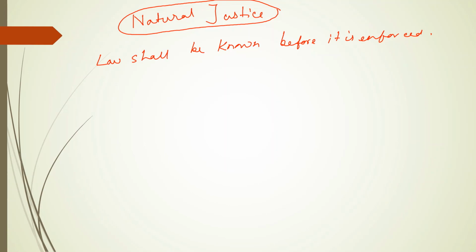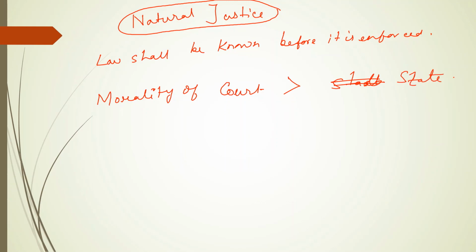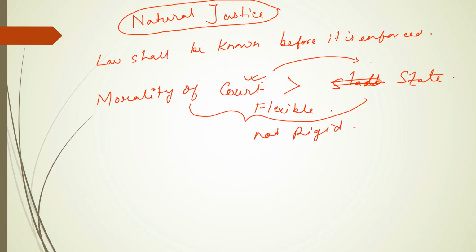Got it? Second, you have to remember that the morality of the court is always greater than the state. That means whatever the state decides about the law, if the court decides something, then that is always greater than the state. So the court's decision can override the state's decision. Got it? So it is very flexible and not rigid in nature. So you can change it. Whatever the court feels, the court can change the decision of the states. So the morality of the court always overrides the state's order or decision.